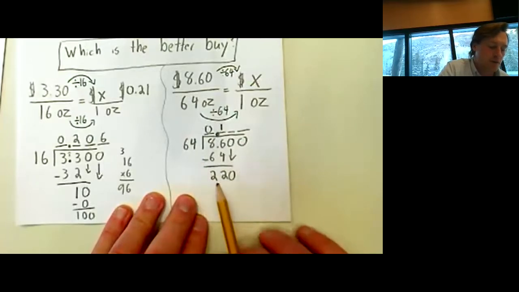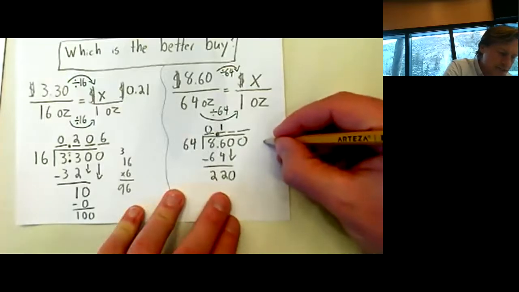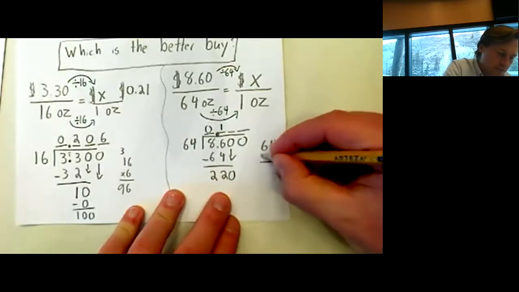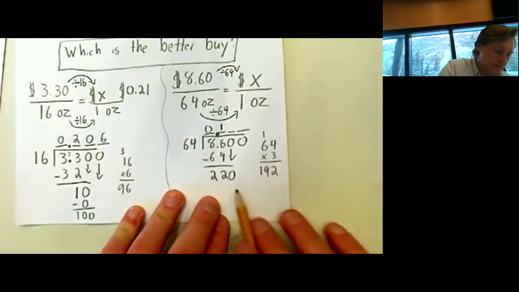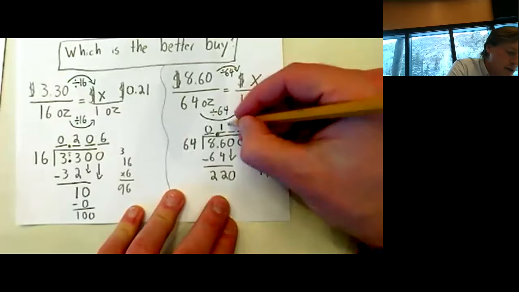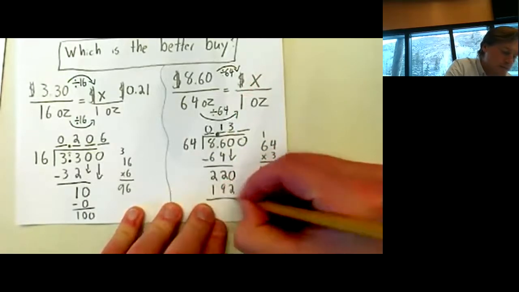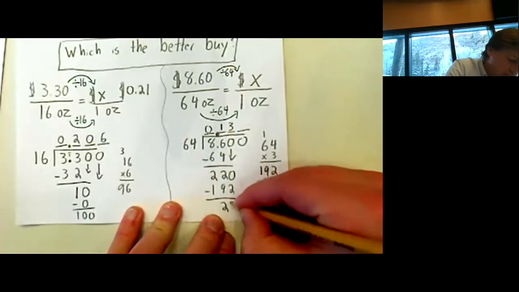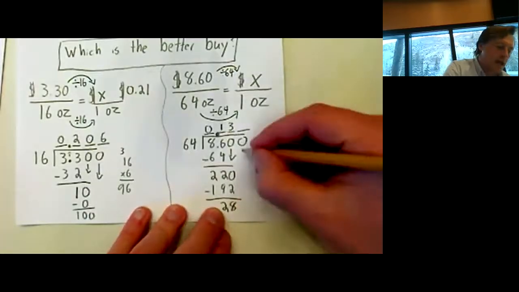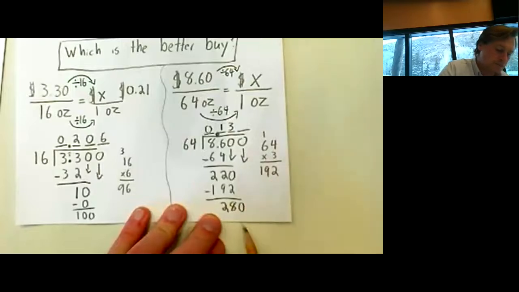How many times does 64 go into 220? I'm going to guess 3 times. Let's check. 12, 1, 18, 19. Yep, that's pretty close. Not going to get any higher than that. So 3. 3 times 64 is 192. Subtract, and after some borrowing action, I'm going to get 28. And then 28 is less than 64, we're good. Let's bring that 0 down.